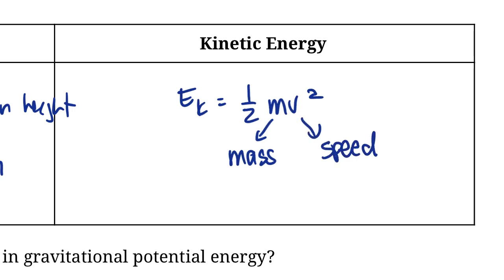Notice how this is not a vector, right? This is not velocity in this case. We just want to know the total speed of the object to calculate the kinetic energy. Kinetic energy doesn't depend on what direction the object is traveling. It's just basically what speed is it going.